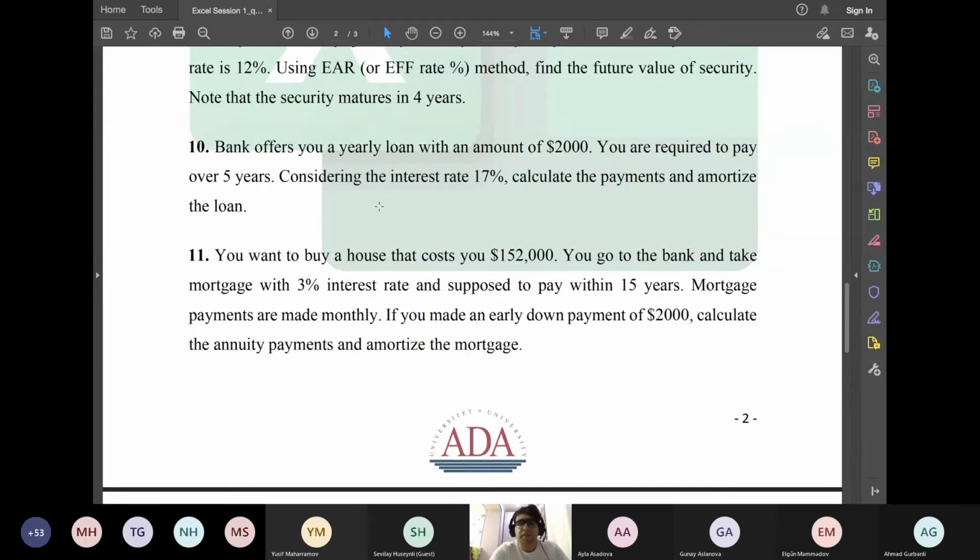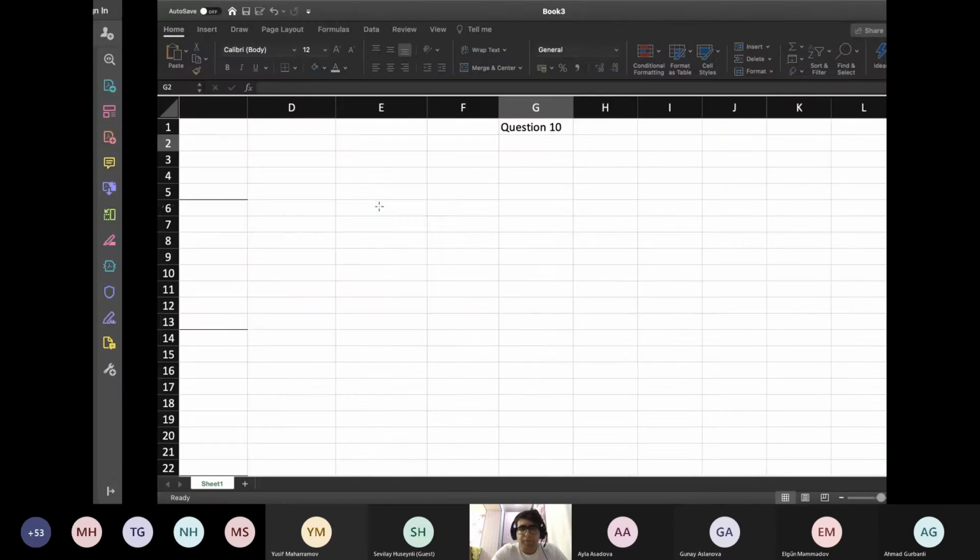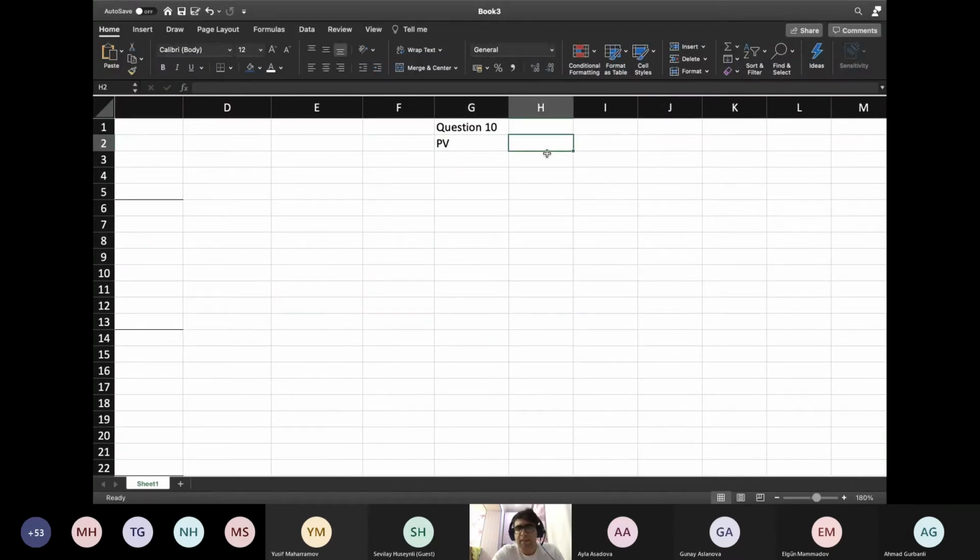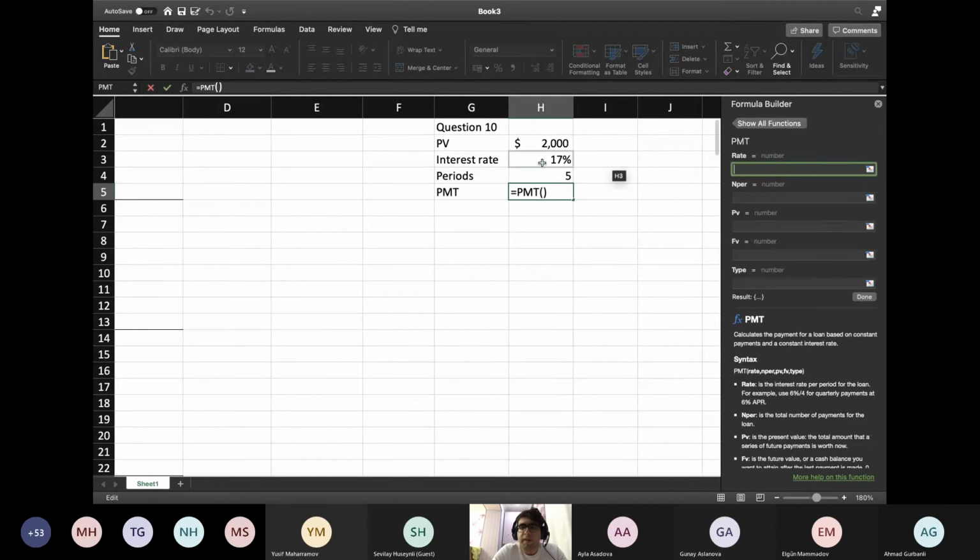over 5 years, considering the interest rate 17%, calculate the payments, and again amortize the loan. And in this case, we are finding yearly payments because loan is yearly. A yearly loan. So we have present value. It is simpler than previous question. In the question we had a monthly payment. Here it is yearly. 2,000, interest rate, periods, 5, and let's find payment again equal PMT rate, number of periods, and present value.